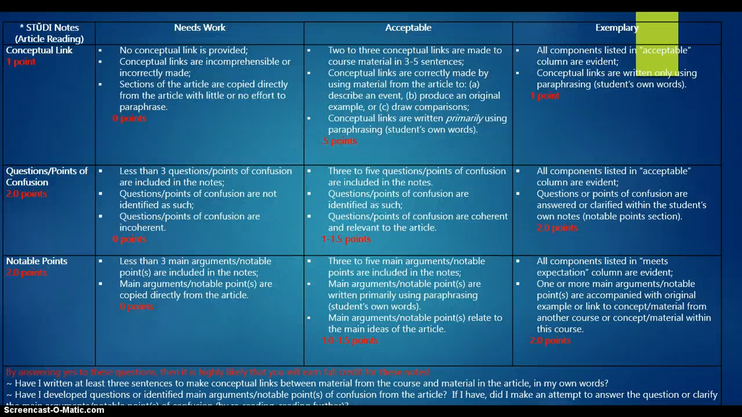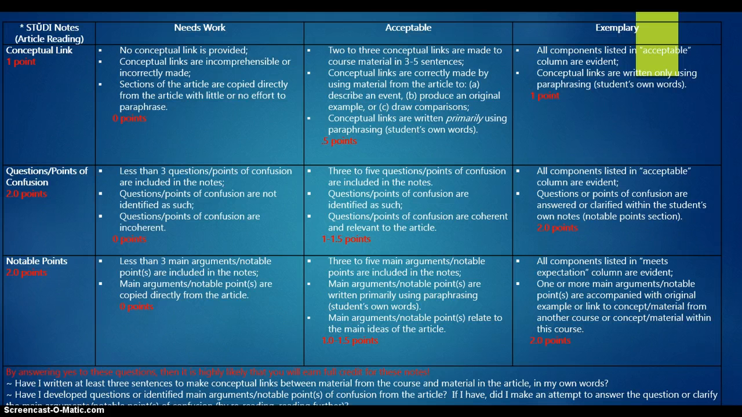For notable points, you're asked to identify 3 to 5 main arguments. These arguments should be written primarily using paraphrasing, and they certainly should relate to the main points of the article read. In order to be considered exemplary, additionally, 1 or more of your arguments should be accompanied with an original example or a link to conceptual materials from another course or concept within this course.